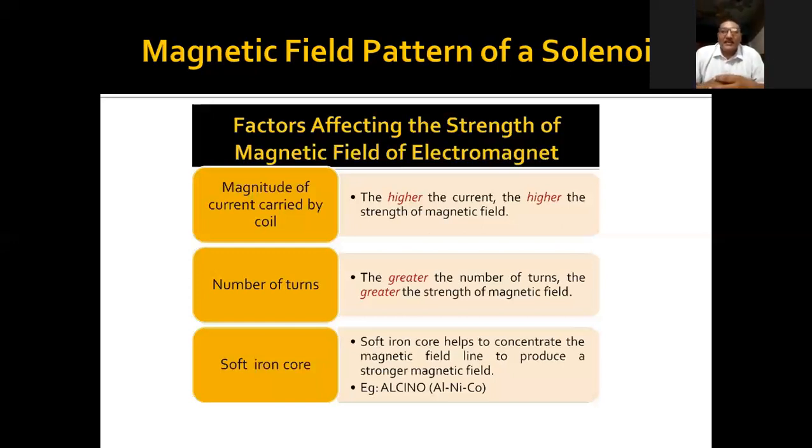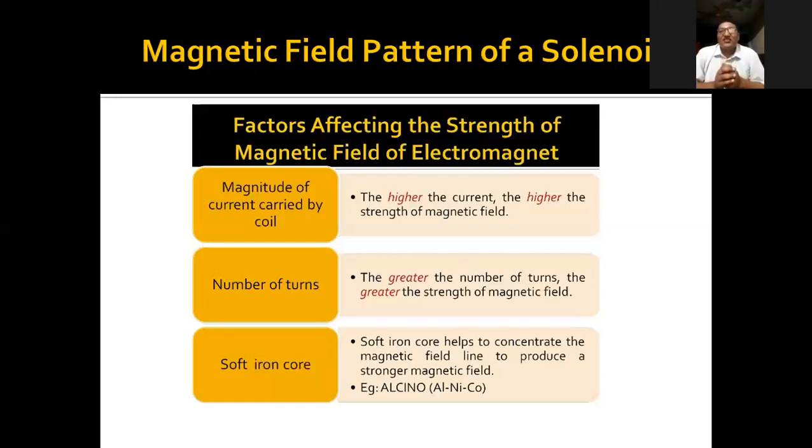Another very interesting thing is a third factor on which the strength of the magnetic field of the solenoid depends. If you have made that spiral of the copper wire and it is hollow, just like a spring with nothing inside it, it will have a magnetic field, but it will not be that strong. So what we do, we put a rod of iron in it.